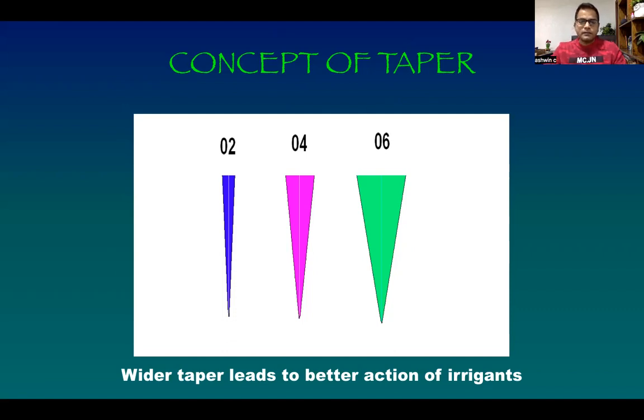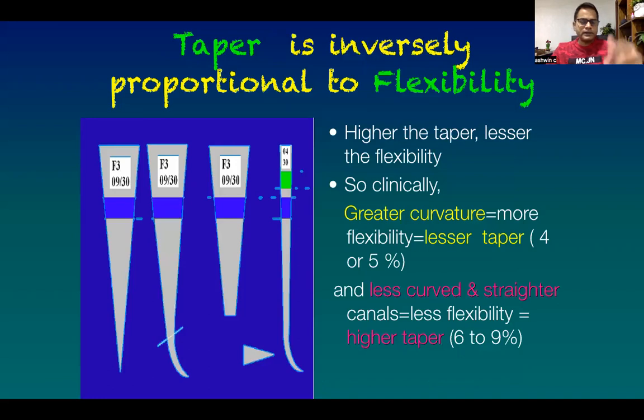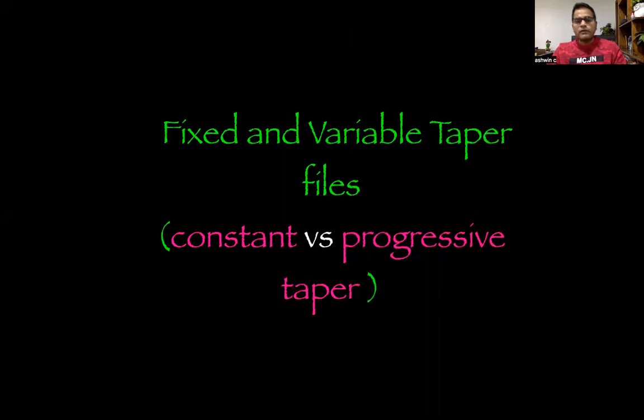Okay, so let's go ahead. So this is the same: taper is inversely proportional to flexibility, or flexibility is inversely proportional to the taper. I had just given you the example. Let us see what are the different types of files depending on the taper. There are two different types of files. One is fixed or constant taper. Second is variable or progressive taper.